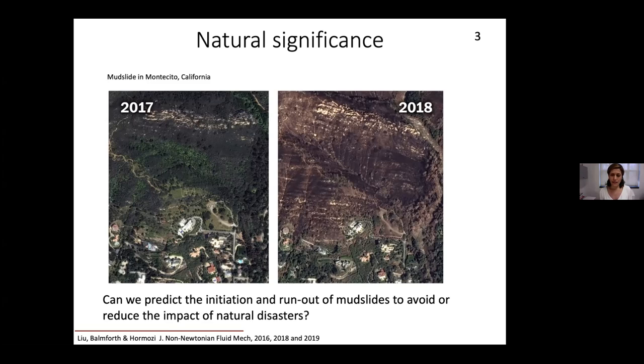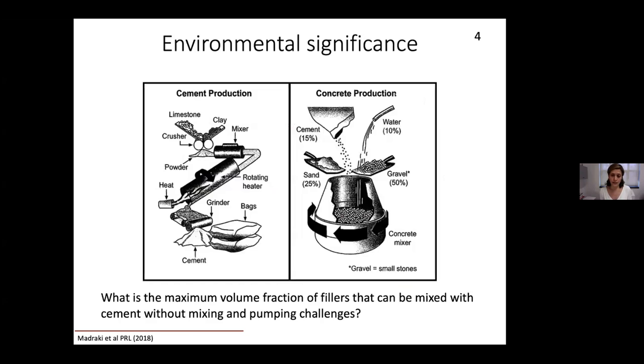So when this kind of tragedy occurs, we ask the question: can we predict the initiation, runout, and the flow dynamics of mudslide to avoid or reduce the impact of natural disasters? And as I said, mud belongs to the category of complex slurries. So understanding its rheology and flow dynamics is important for natural disasters.